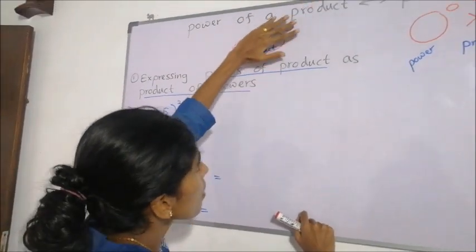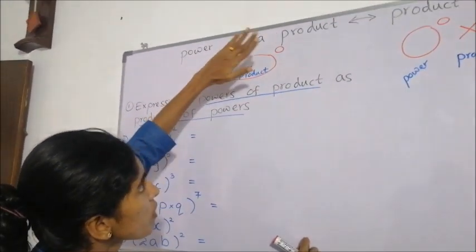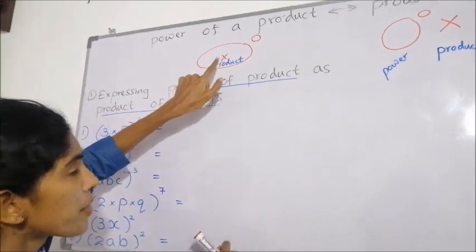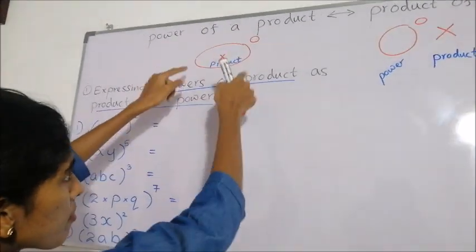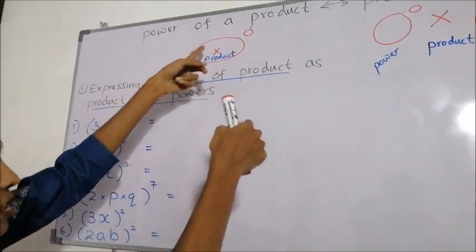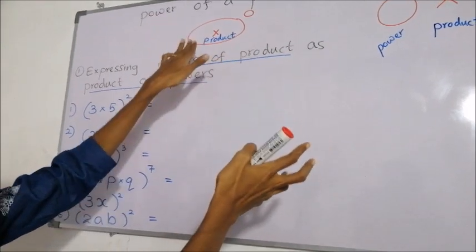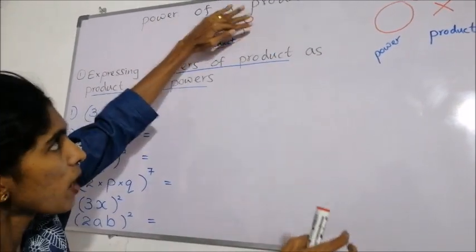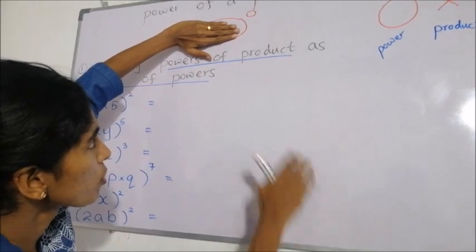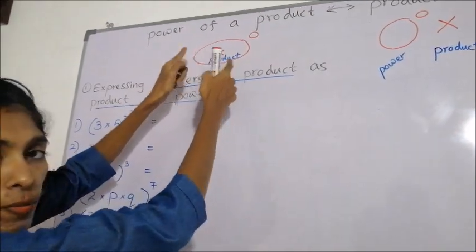Power of a product, this is a power. See, forget about the inside one, this is a power. Power of what? A product. Inside the brackets, there can be a product: 2 times 3, 2 times a, likewise there can be a product. So remember, this is a power. Forget about this for a moment. Power of what? Of a product.